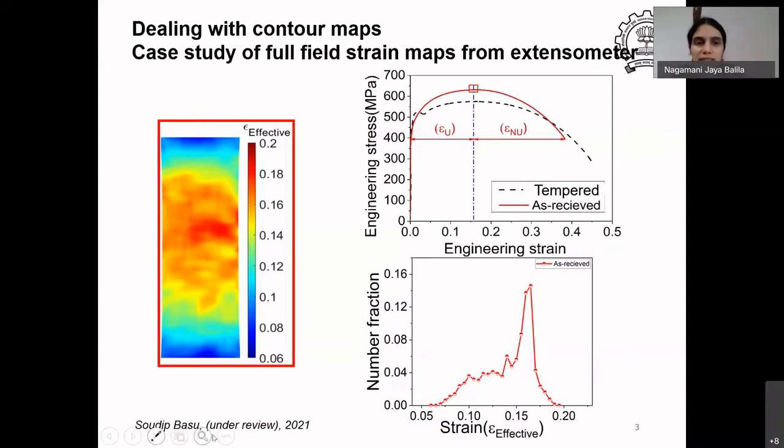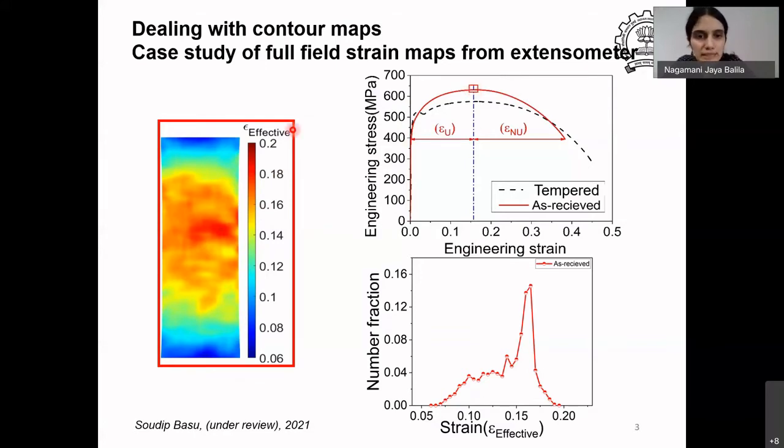So the image is basically a contour map. The contour map looks like this. You have a color coded map that will come out of the machine, let's say. What does this color coding mean? Let's say, please ignore all the other curves here, just follow the red curve. This is the stress strain curve that was recorded for this particular specimen. And the strain map on the sample is shown for this particular point alone. So the overall global strain here is about 0.16 or 16%.